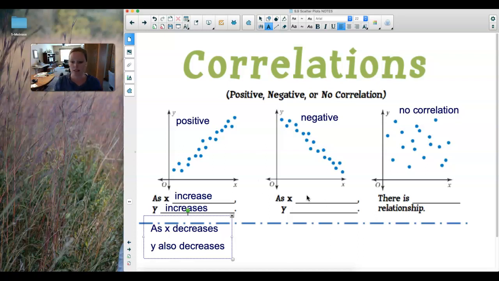The next one is a negative correlation. So as x increases, y decreases. Now, the best example I can think of for this is a candy bar. As the size of the candy bar increases, the number of candy bars that I can eat decreases.